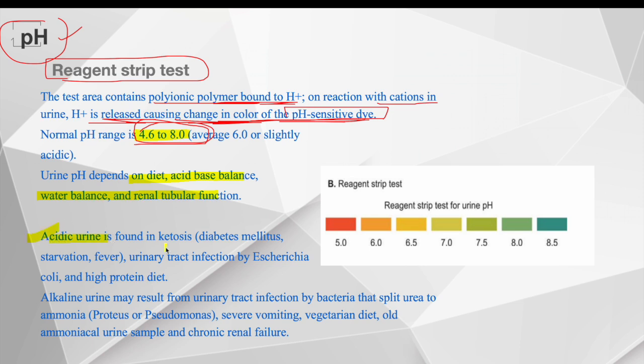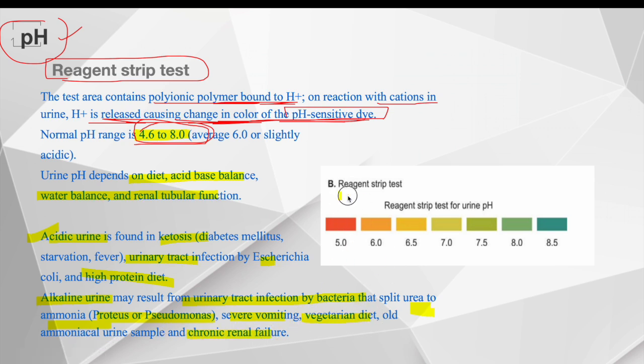Now acidic urine can be found in ketosis, diabetes mellitus, starvation and fever. UTI by E. coli and a high protein diet can also cause acidic urine. Alkaline urine can be found in UTI infection by bacteria that split urea into ammonia, that is by Proteus or Pseudomonas, severe vomiting, vegetarian diet, old ammoniacal urine sample and chronic renal failure.